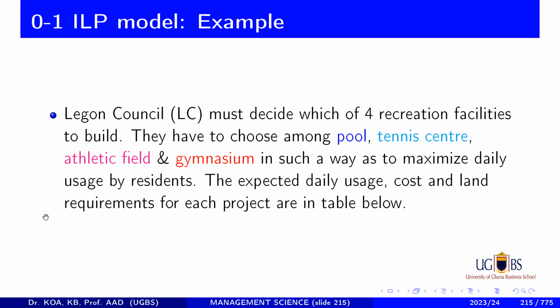Who can read this story on the screen for us? Chidi. Legon Council must decide which of 4 recreation facilities to build. They have to choose among pool, tennis center, athletic field, and gymnasium in such a way as to maximize daily usage by residents. The expected daily usage, cost, and land requirements for each project are in the table below.